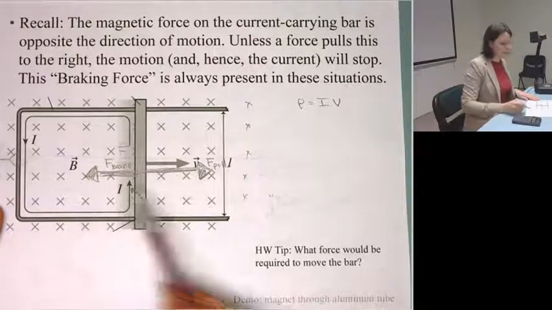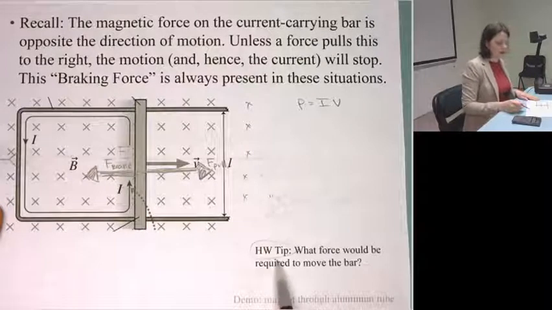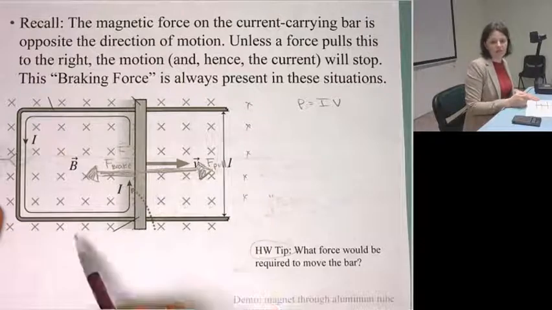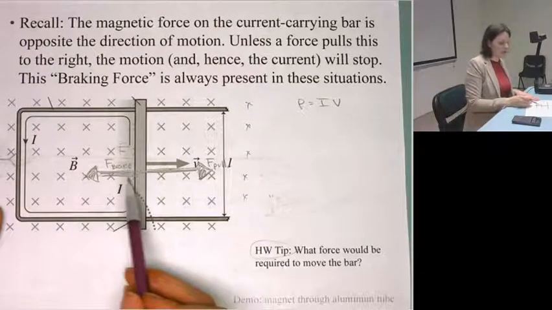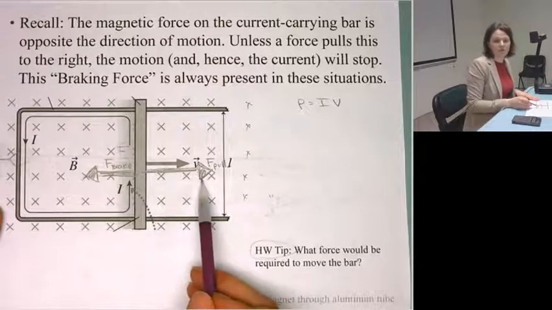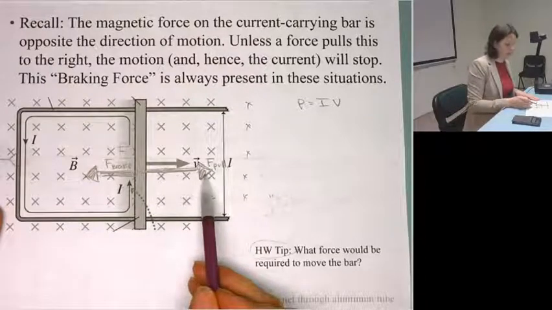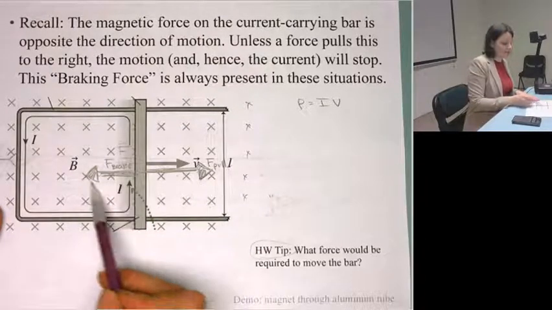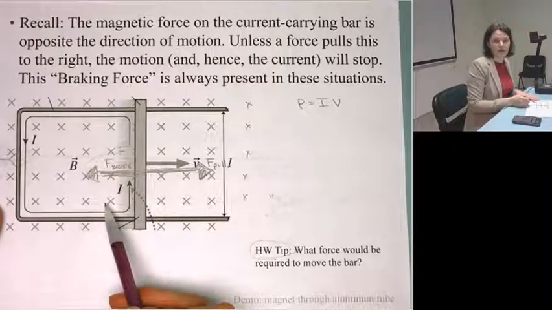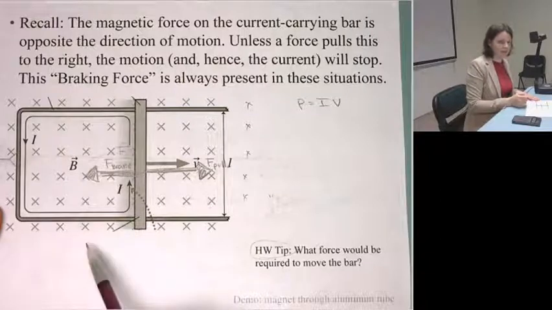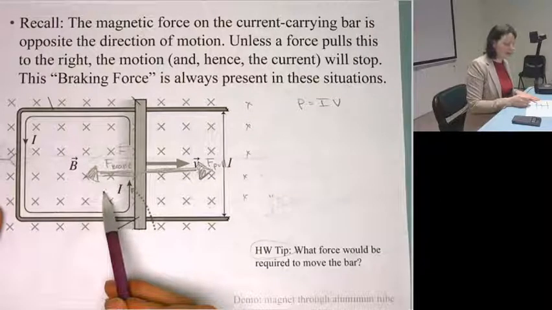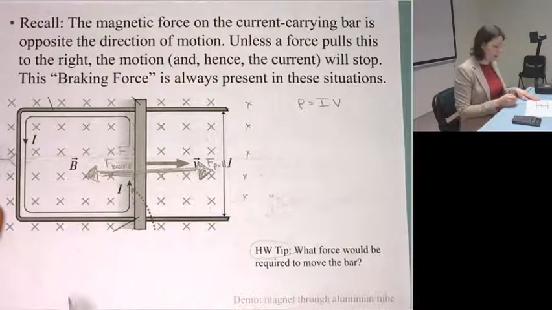Okay, so this is a little bit of a homework tip, which is there's a question that's like this. And this is sort of the hint for this, is that the question asks, how hard do you have to pull? What force do you have to use to pull? And the answer is that you need to figure out what the magnitude of this braking force is. And the only force that is really available to us is a magnetic force. So that would be something to think about. Okay.